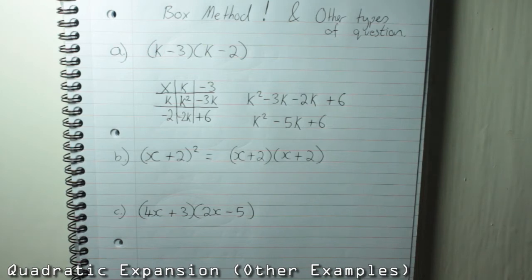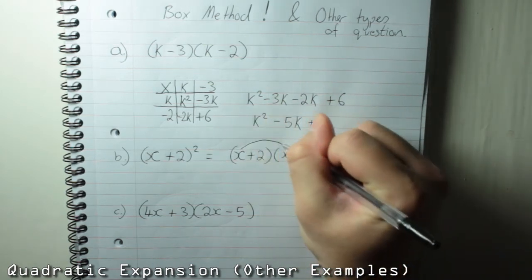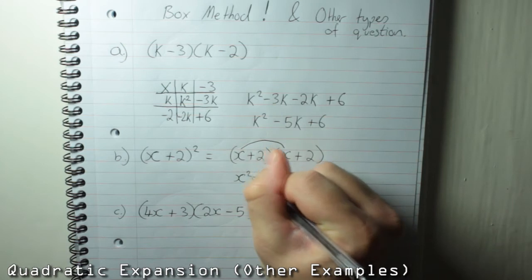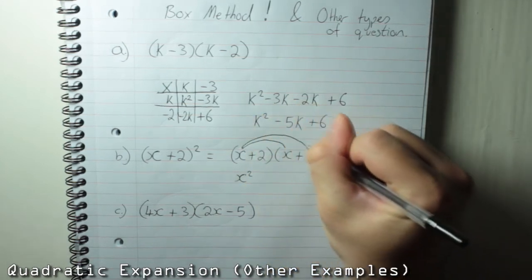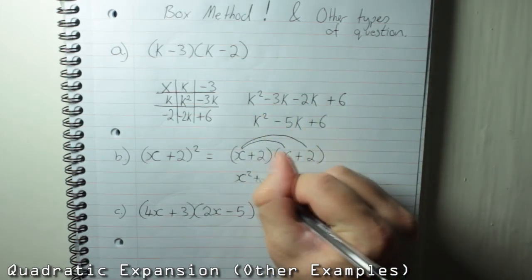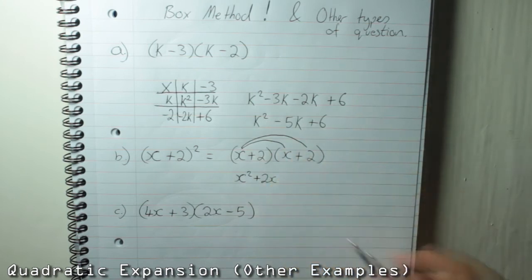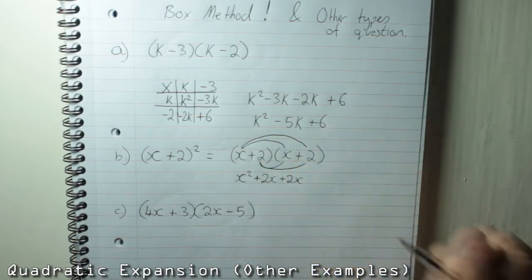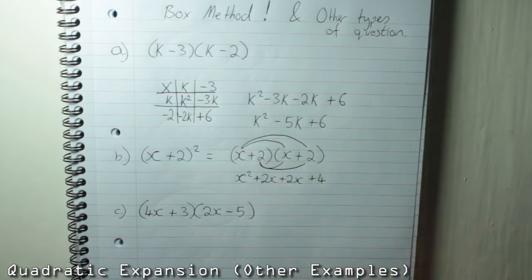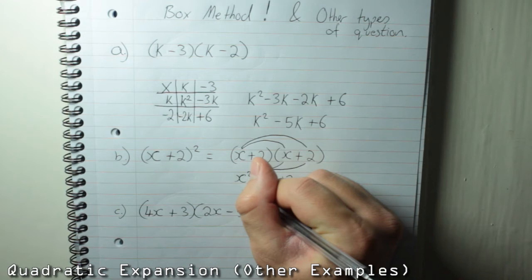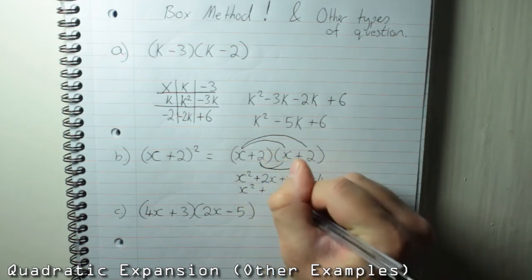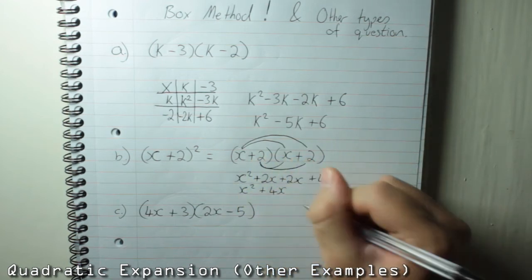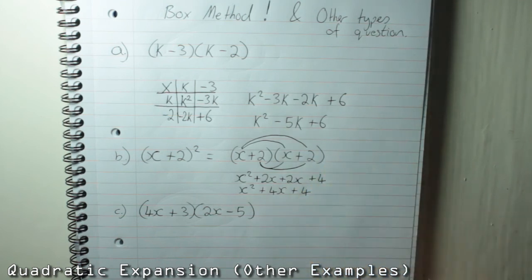I'm going to use the claw method again. So we do the x times x, which is x squared. X times 2 is positive 2x, so you put a plus. 2 times x is another positive 2x, so plus 2x. And 2 times 2 is 4, plus 4. Gather the middle terms, 2x and 2x is 4x, so the answer is x squared plus 4x plus 4. And that's that one.